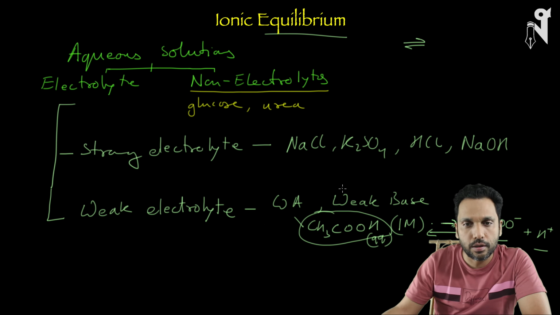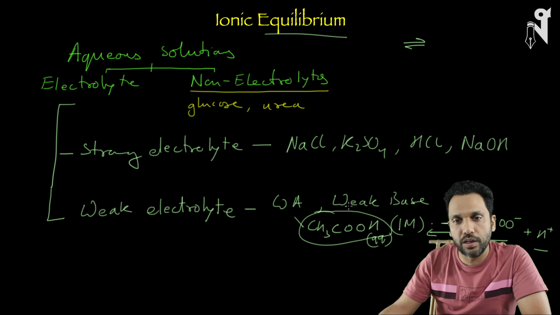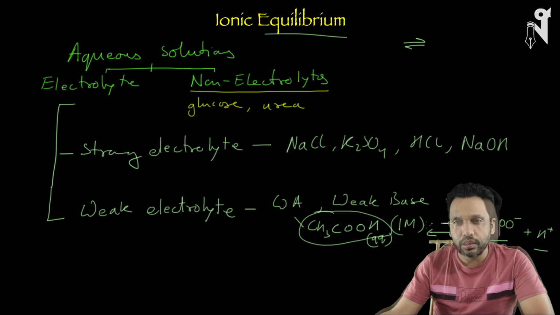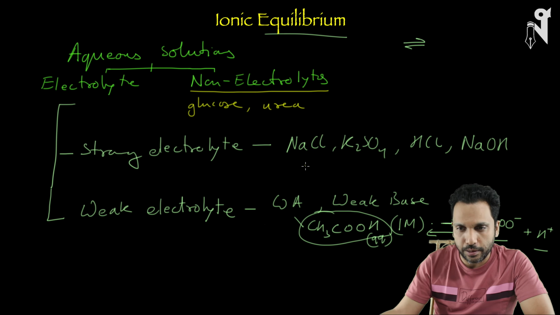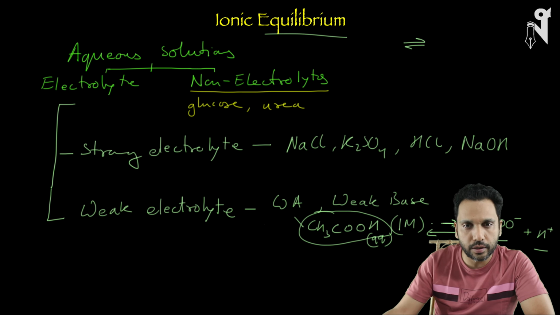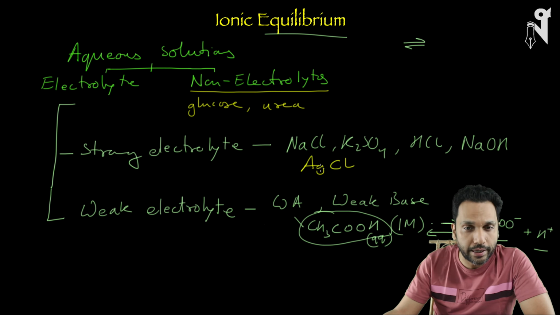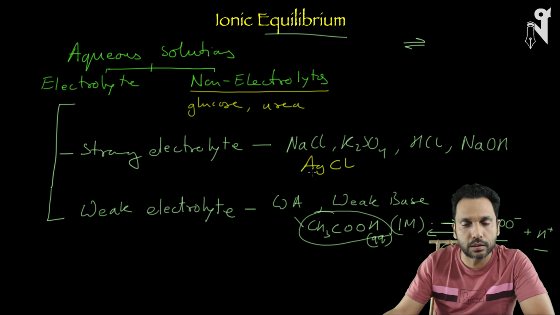Similar would be the case with weak bases. So these are weak electrolytes which are unable to split. So under strong electrolyte, I'll just put a controversial one. I will put it in a slightly different color, AgCl. Now AgCl is also a strong electrolyte. Why would that be? Why am I so concerned about this salt? All salts I'll put under strong electrolyte.